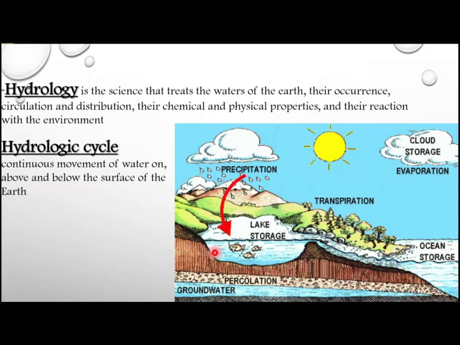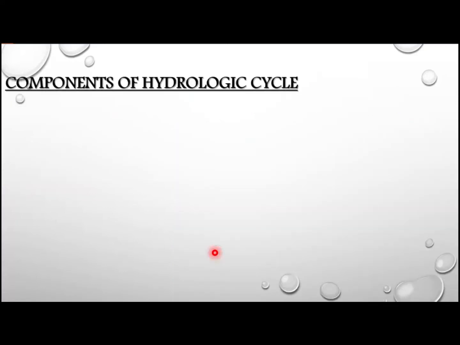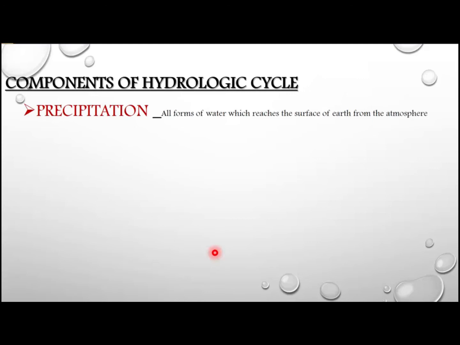So what is hydrologic cycle? What are the components in hydrologic cycle? So first one is precipitation. Okay, all forms of water that reaches the surface of earth from the atmosphere. So precipitation can be in form of rain, drizzle, sleet, hail, etc. that we will discuss later.